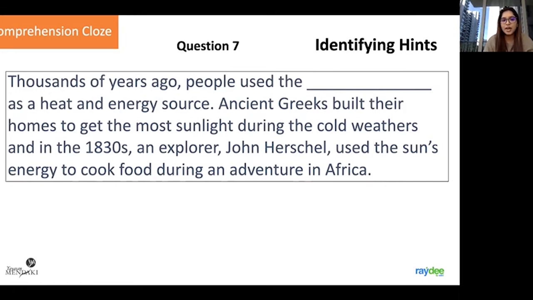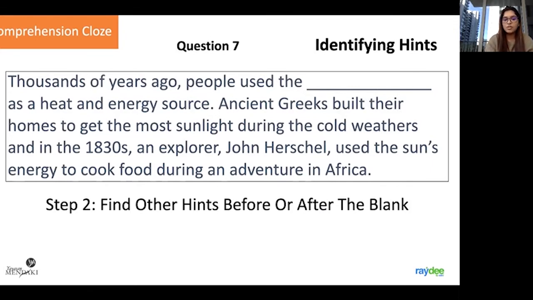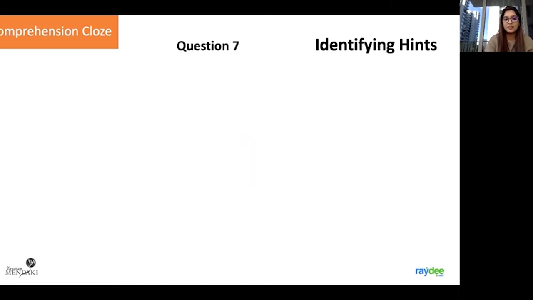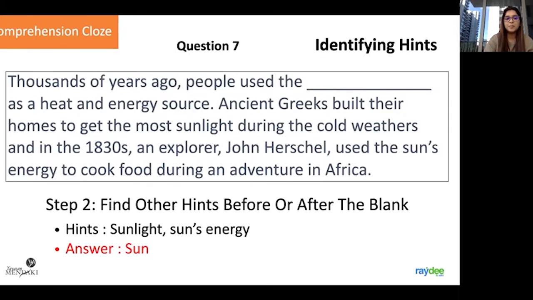So this extract talks about heat being an energy source, right? So where do we get the heat from? So you need to show the students that the hints come from sunlight and sun's energy. So we get it from the sun itself. So the answer would be sun.